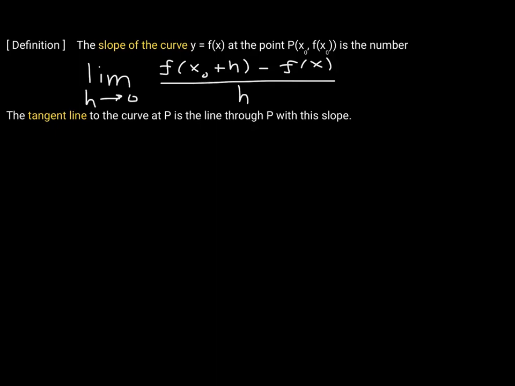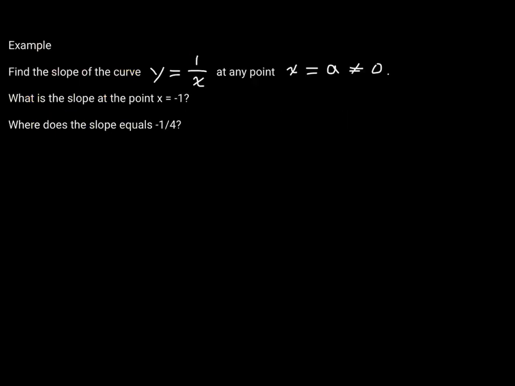What we want to do now is use this definition to find the slope of a particular curve. So check this out. Find the slope of the curve y equals 1 over x at any point x equals a, a not equal to 0. What is the slope at the point x equals negative 1, and where does the slope equal negative 1/4? Okay, so we have three different tasks here.